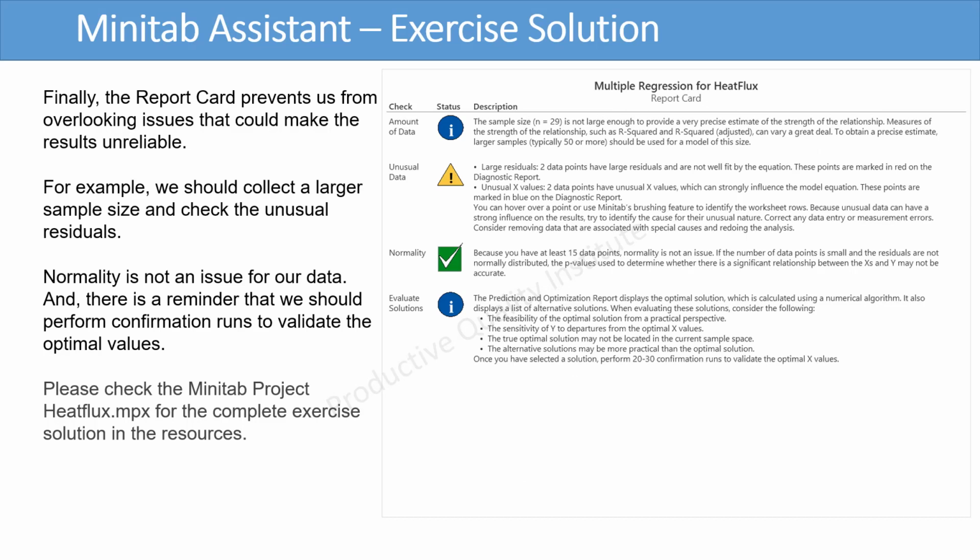Finally, the report card prevents us from overlooking issues that could make the results unreliable. For example, we should collect a larger sample size and check the unusual residuals. Normality is not an issue for our data. And there is a reminder that we should perform confirmation runs to validate the optimal values. Please check the Minitab project heatflux.mpx for the complete exercise solution and the resources.